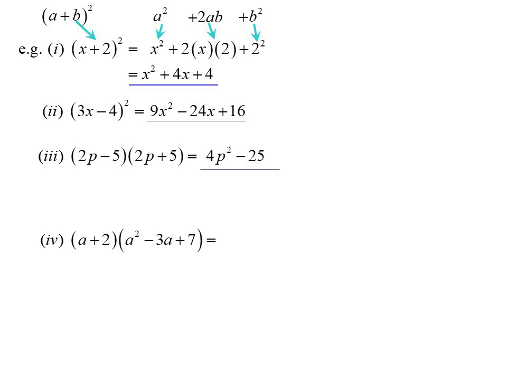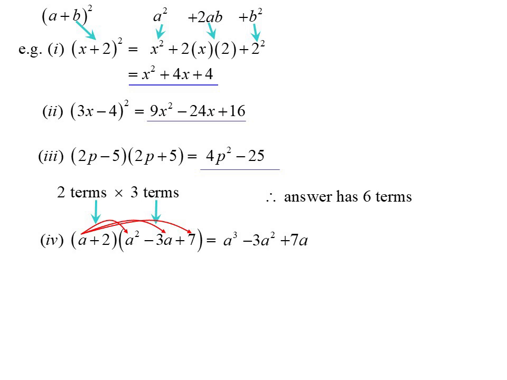Oh, hang on. Now I've got a binomial times a trinomial. Once it starts getting bigger, I sometimes think maybe it is easier to draw the lines so I can keep track of what's happening. So I know I've got 2 terms times 3 terms. So when I expand out, before I simplify things, if it can be simplified, I should end up with 6 terms. So I know if I don't have 6 terms, I've made a mistake. I've forgotten something. a times a squared and so on.